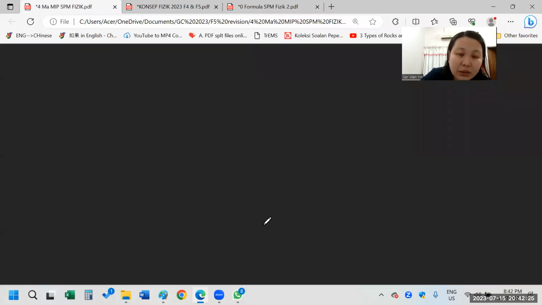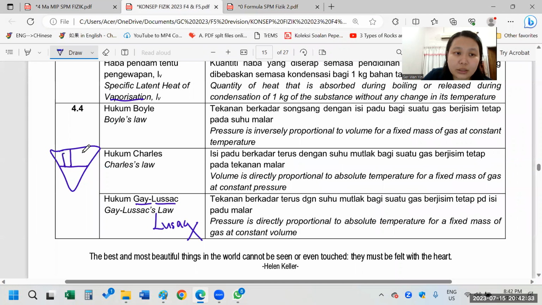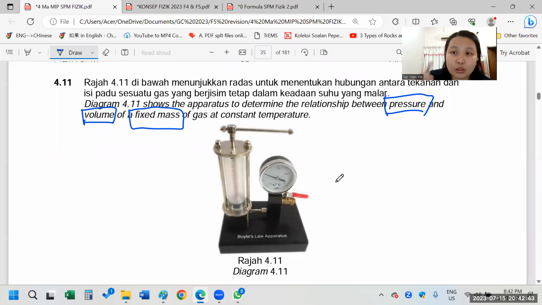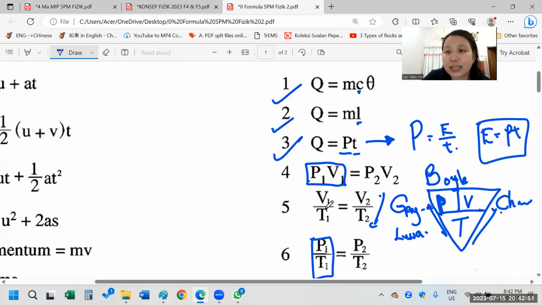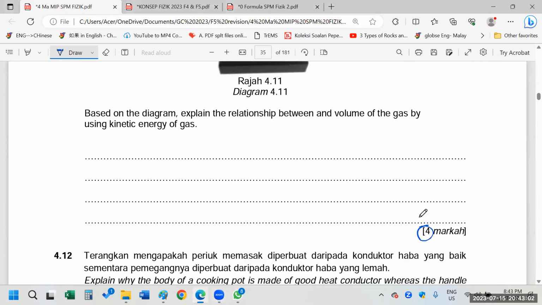Okay, so now from here, what law is it? Pressure and volume. GCB. Obviously, Boyle's law. Every year, sure got this kind of question. Sure got at least one test law. SPM every year, sure, they will ask what law is it. Okay, but of course this is a 4 marks question.